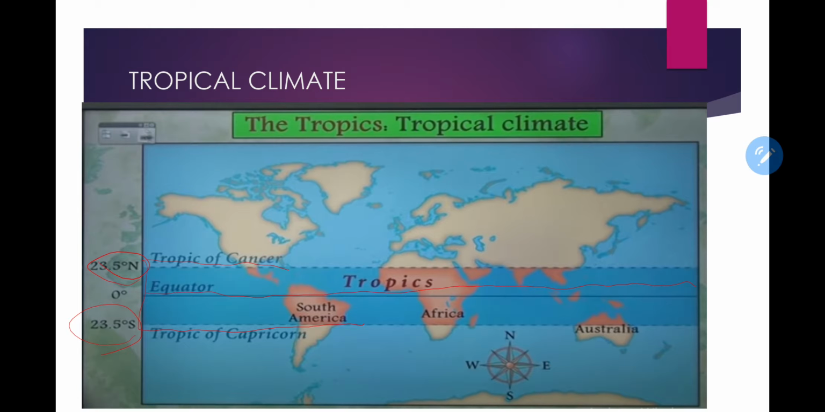Most of Africa, southern part of Indonesia, India, northern part of South America and North Australia fall in this zone. So if you can see in this figure, you can point out all the countries which lie in the torrid zone.